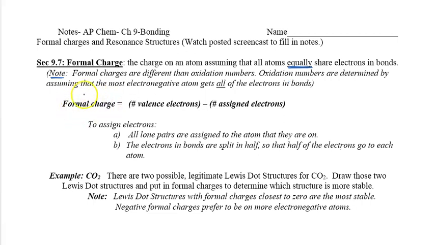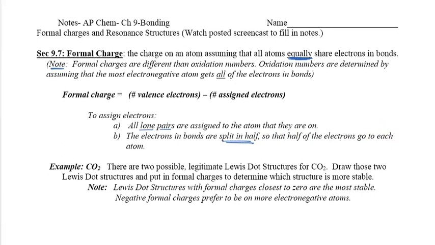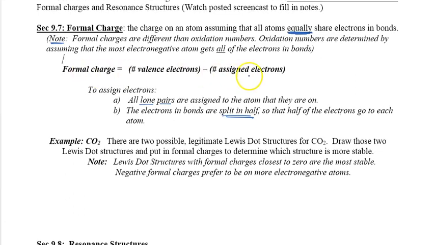The formal charge we're going to be able to figure out by just taking our valence electrons for that atom minus the number of assigned electrons to that atom. To figure out the assigned electrons, all you do is any lone pairs always are assigned to the atom they are on, and the electrons in bonds are split in half because we want to make all the electrons equally shared in the bonds. So half of the electrons go to each of the atoms around that bond. I think if we just look at an example, you'll be able to figure out how to put in formal charges pretty easily.